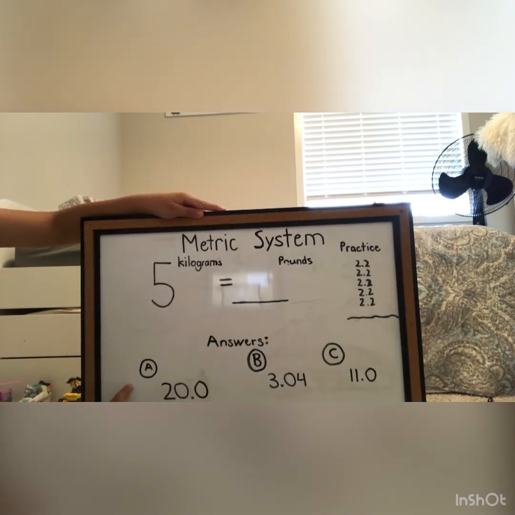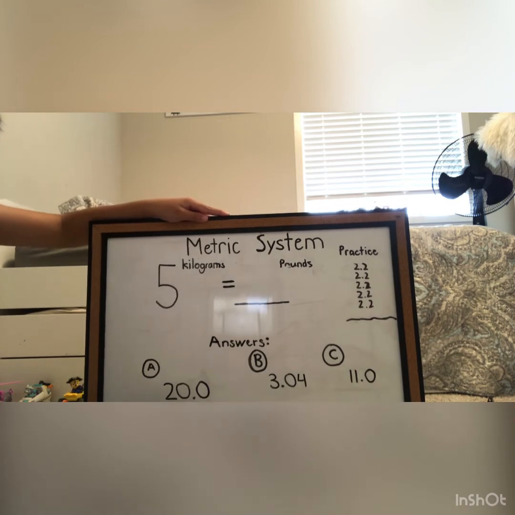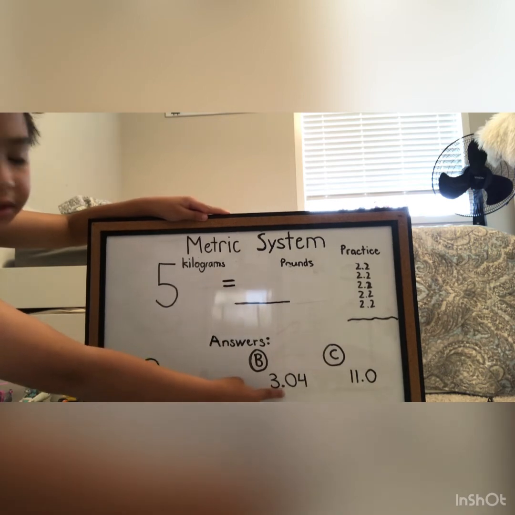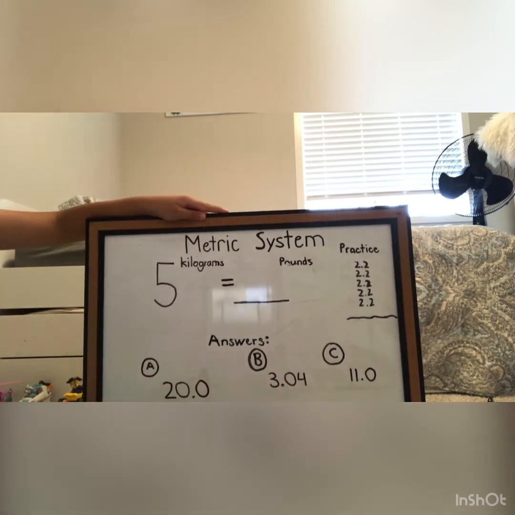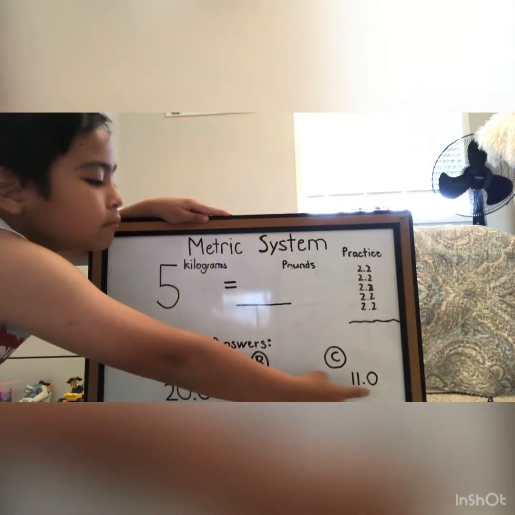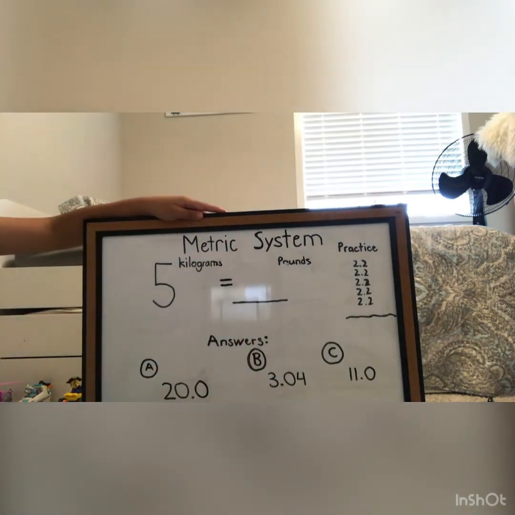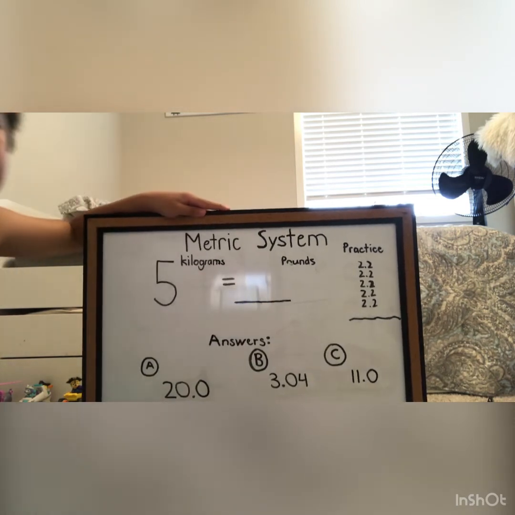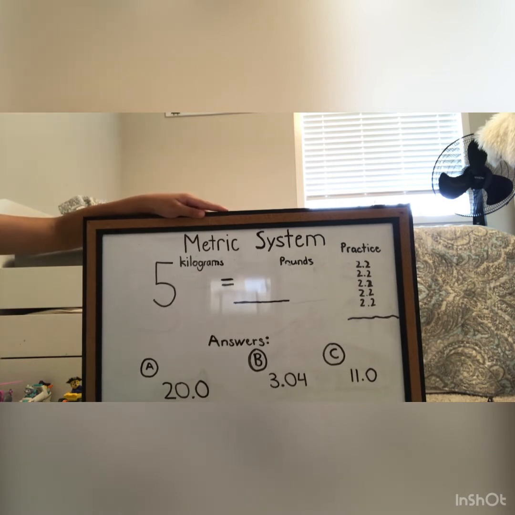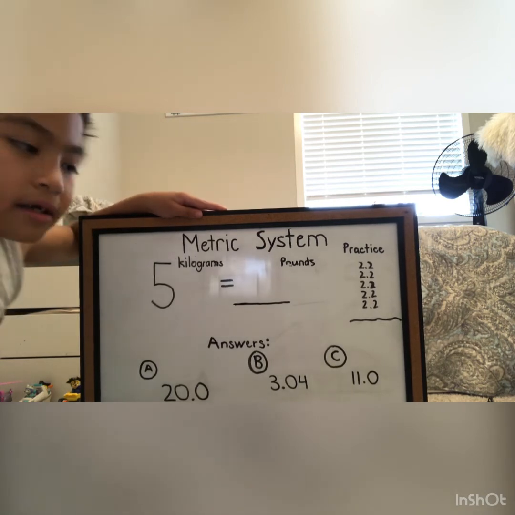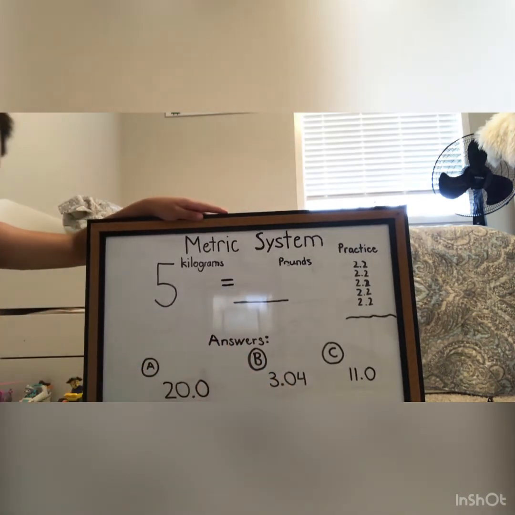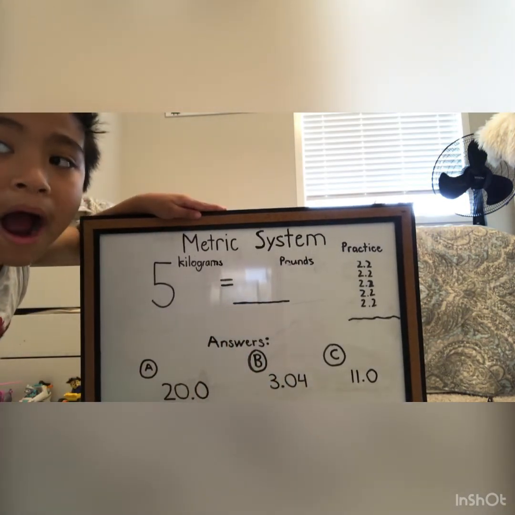A, 20.0. B, 3.04. Or C, 11.0. It's your choice. You can pick. The answer is C, 11.0. Now I'm going to show you why.